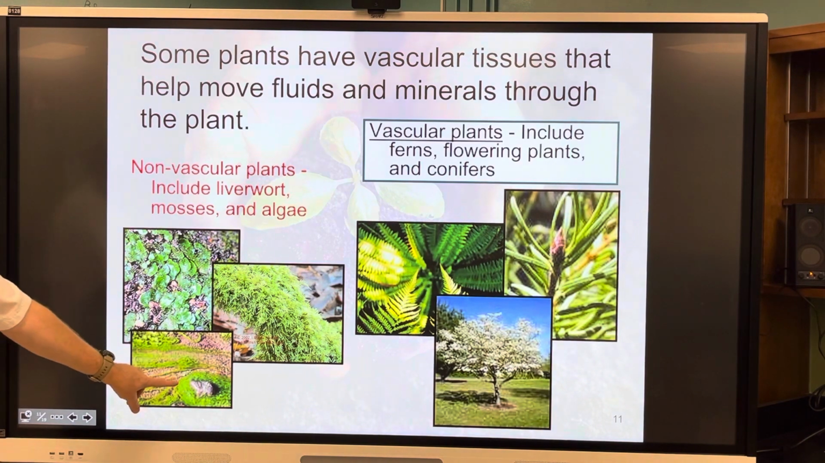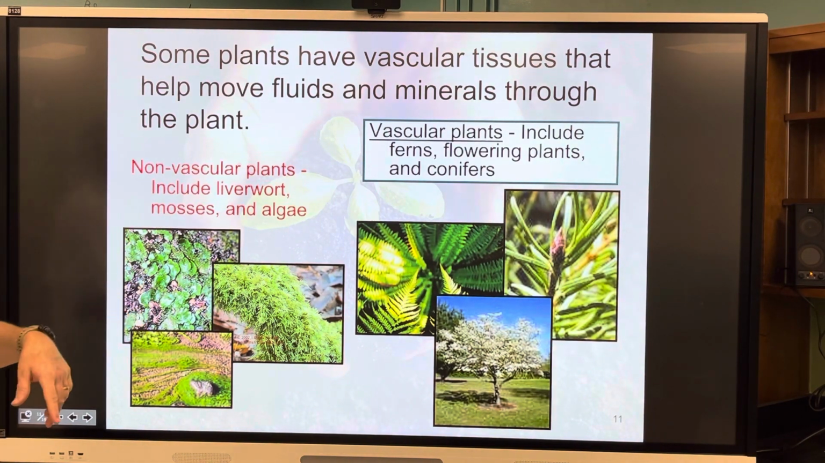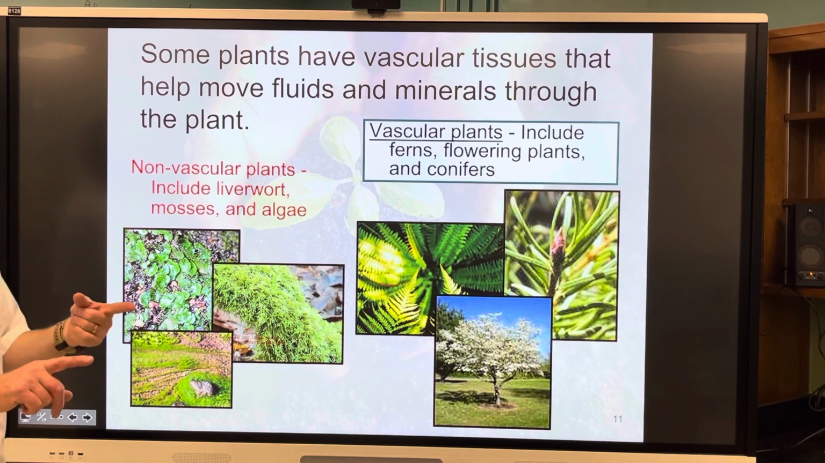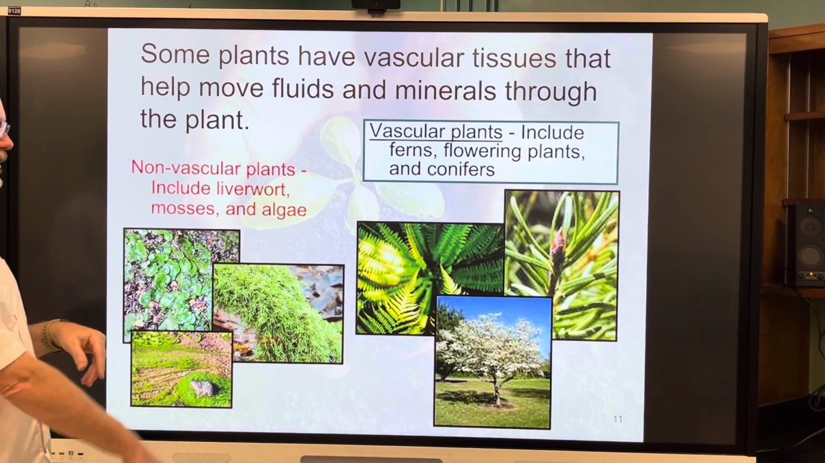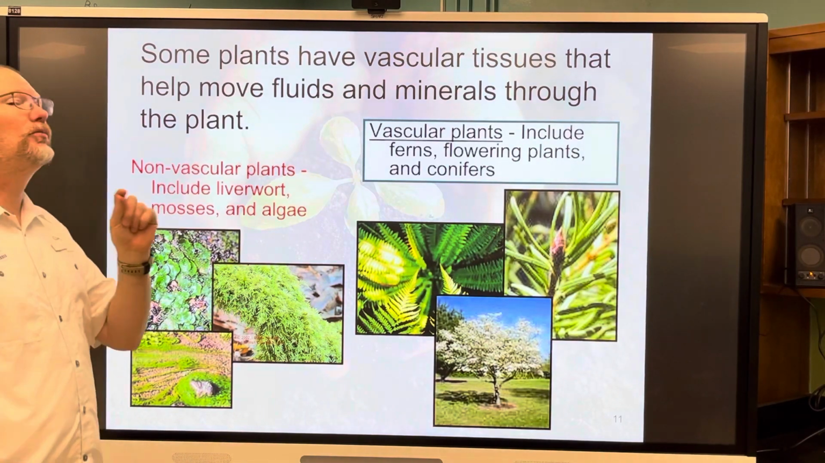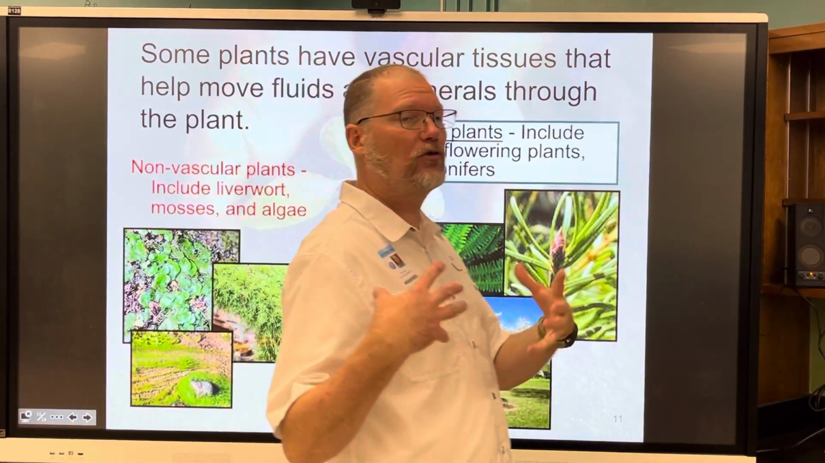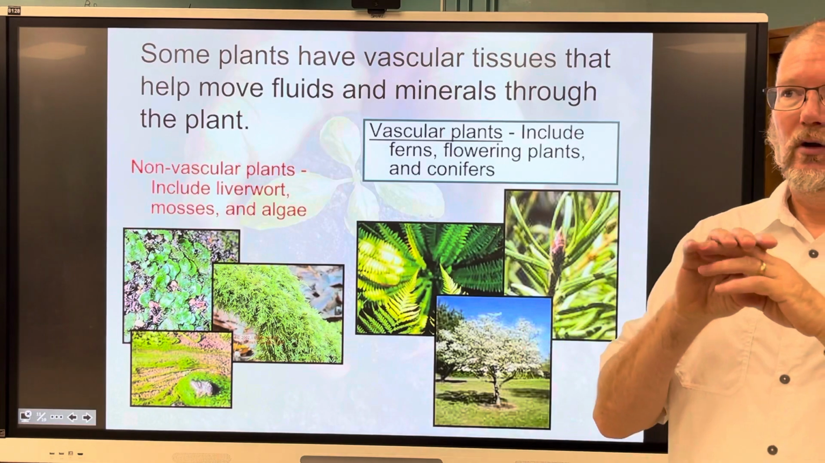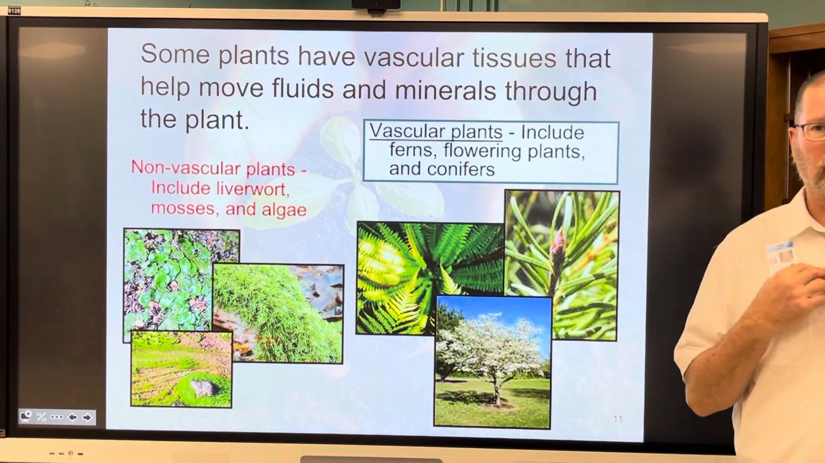Mosses, algae, and these little things called liverworts. There's no warts and there's no liver. It's just what their name is. And these don't have vascular tissue. They're so small that they absorb all of their nutrients and all their water right through their epidermis.